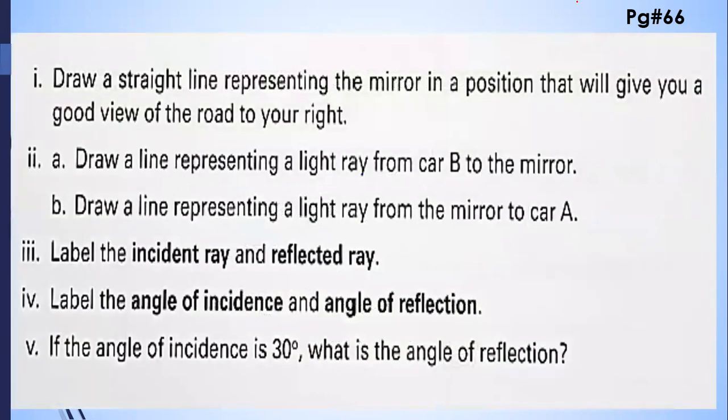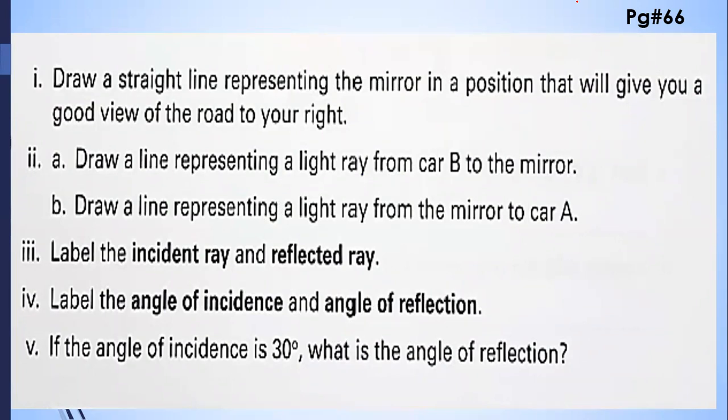We will give the answer of this question. Draw a straight line representing the mirror in a position that will give you a good view of the road to your side. The second question is, draw a line representing a light ray from car B to the mirror. The second part of this question is, draw a line representing a light ray from the mirror to car A. The third statement is, label the incident ray and reflected ray.